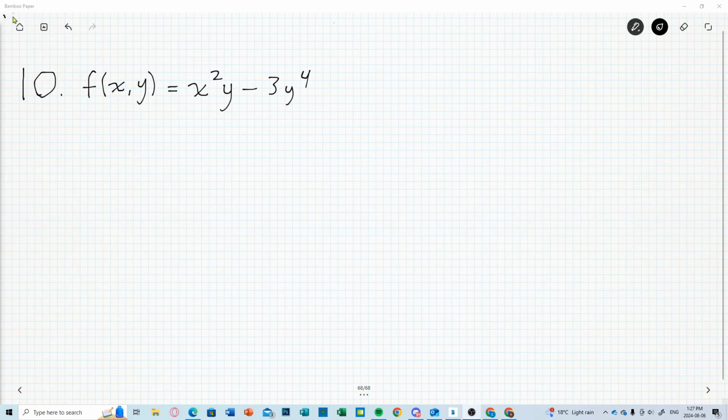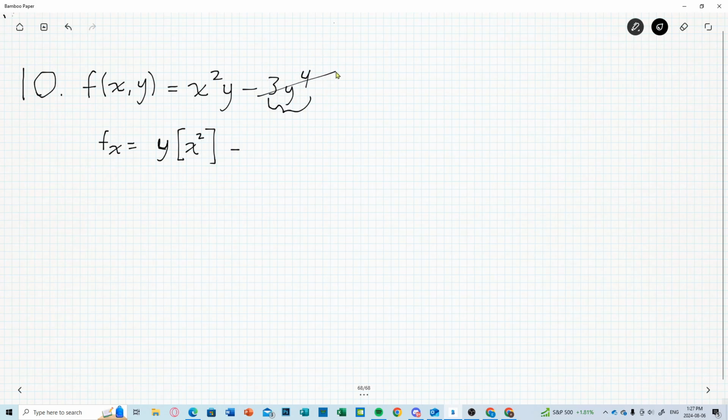Alright, next up we have question 10, which is f of x and y is equal to x squared multiplied by y minus 3 multiplied by y to the 4. So what we're going to do here is start off with the partial derivative in respect to x, which means that our y is going to be counted as just a constant. So we're going to write here y multiplied by x squared, so we know that we're just working with x squared. And we can see here that since y is going to be a constant and 3 is a constant, this whole thing is going to be a constant.